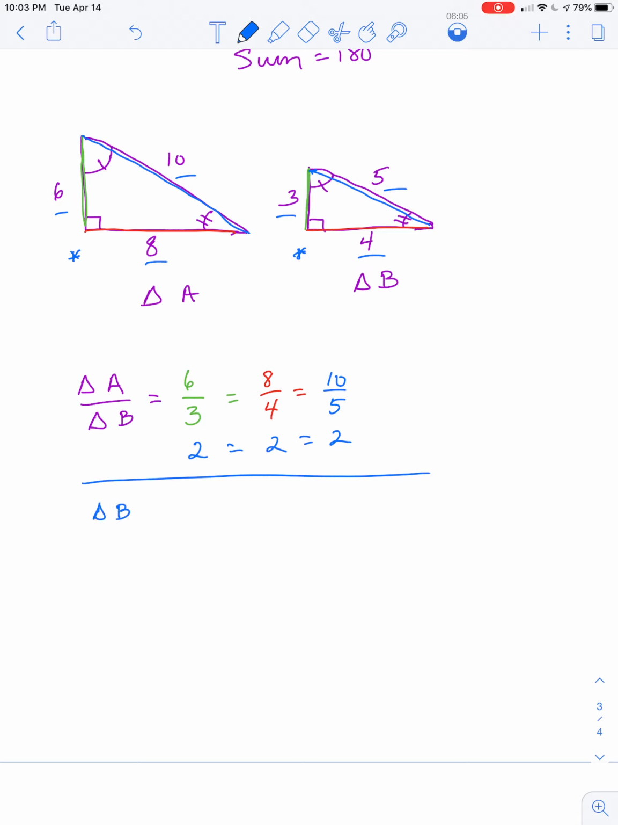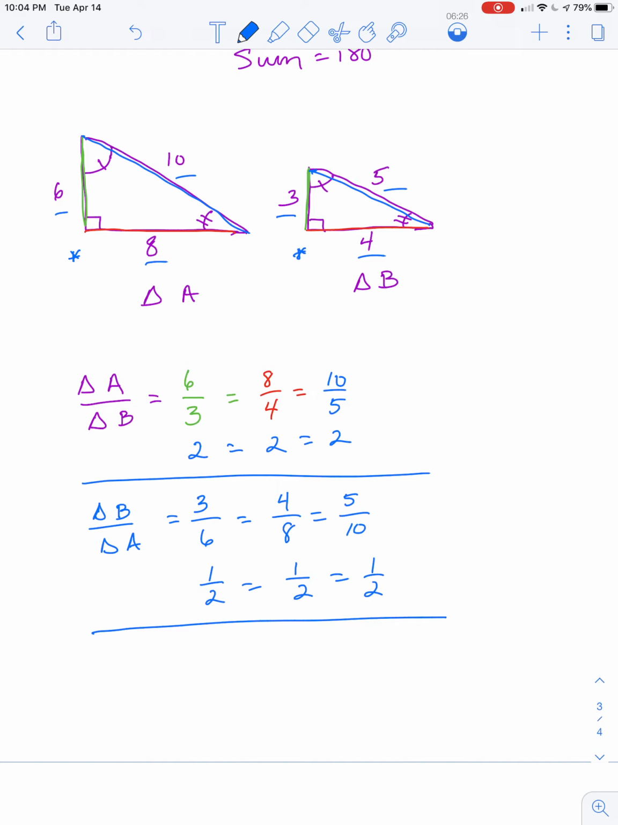Now let's look at it. What about if I write my proportion the other way around, where I put triangle B on top and triangle A on the bottom? Well, let's write those down. So now I have 3 over 6, because I'm writing the measurements from B on the top and A on the bottom, and 5 over 10. And each one of those is going to turn out to be 1/2. And all that tells us is that the smaller triangle, B, is half the size of A.